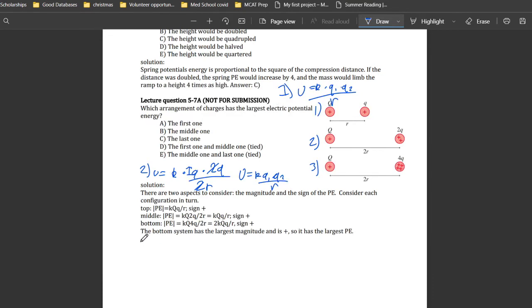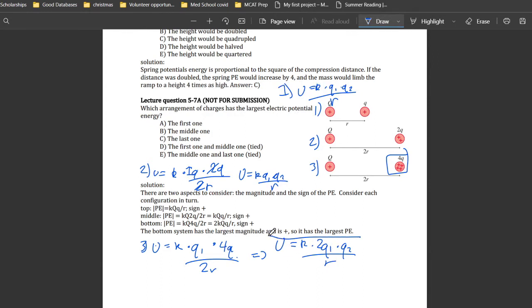So let's consider the third one now. Let's write out the equation for the third one. We see that U is equal to K, the K constant, times the charge that's still the same as the first two cases, so Q1, times this charge here that's equal to 4Q, so times 4Q, divided by 2R. So 4 divided by 2 now is equal to 2. So we can simplify this equation and say that U is equal to K times 2Q1 times Q2 over R.